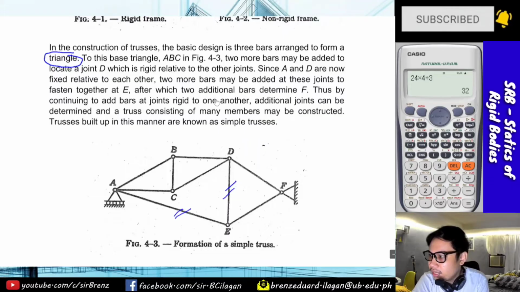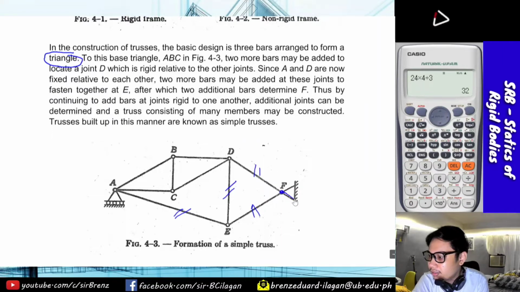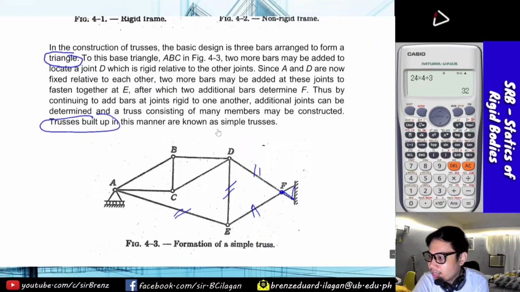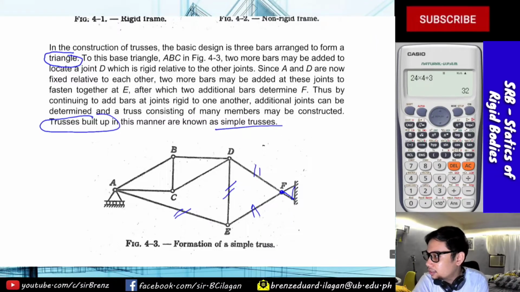After which, 2 additional bars determine the F. So, pasa-pasa lang. Thus, by continuing to add 2 bars at joints rigid to one another, additional joints can be determined, and a truss consisting of many members may be constructed. Trusses built up in this manner are known as simple trusses. Okay? So, that is the formation of a truss.